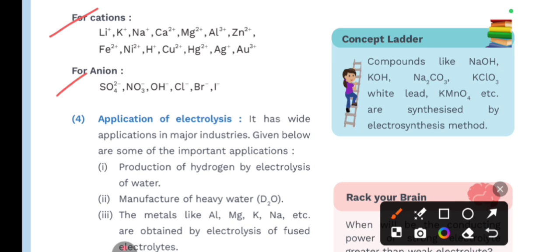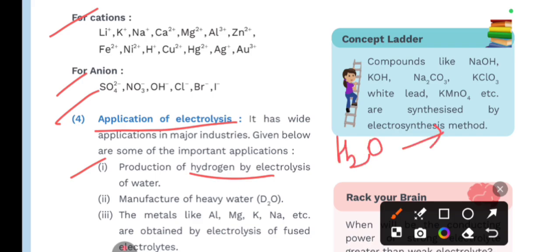So what are the applications of electrolysis, where can you apply it? These are the applications. First, production of hydrogen by electrolysis of water. It means you can use the electrolysis of water for the production of hydrogen. For example, if you carry out the electrolysis reaction for water, it will dissociate into H2 plus O2. So you can produce hydrogen gas by electrolysis of water, and oxygen gas also.